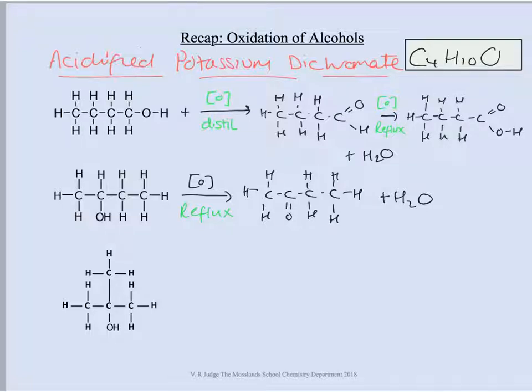Okay, and finally with your tertiary alcohol, if you take a tertiary alcohol and you heat it with acidified potassium dichromate, you would get no reaction. Tertiary alcohols cannot be oxidized by reaction with acidified potassium dichromate, because the carbon atom that's got the alcohol attached has no hydrogens attached to it directly, so you can't oxidize it. To oxidize a tertiary alcohol, you'd have to burn it, you'd have to combust it.